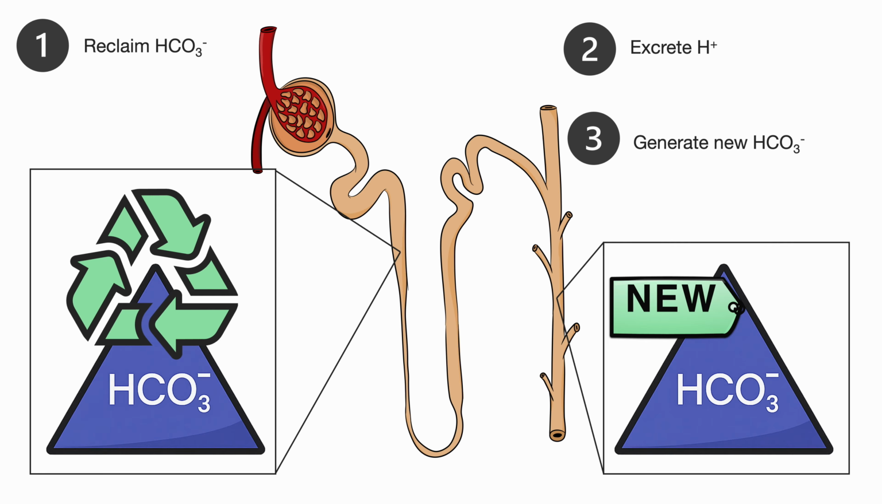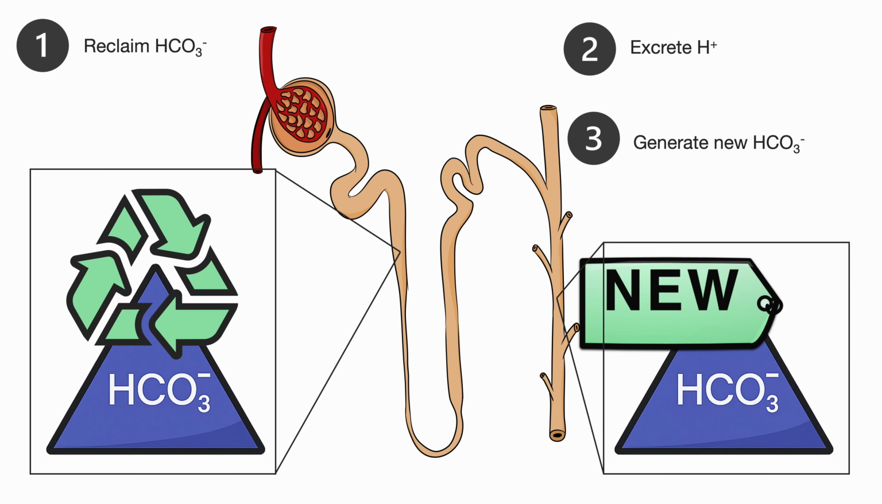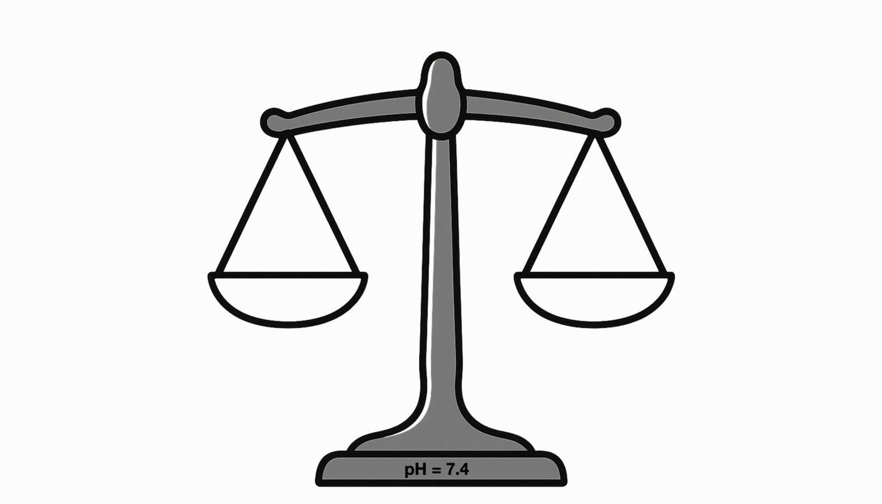And then finally, generating new bicarbonate. Also, this occurs in the cortical collecting duct, and this cannot happen without the secretion of that hydrogen ion, because for every hydrogen ion excreted, the kidneys add a new bicarbonate ion back into the blood. This replenishes a buffer system that neutralizes daily acid load. We'll discuss this in more detail in future modules.